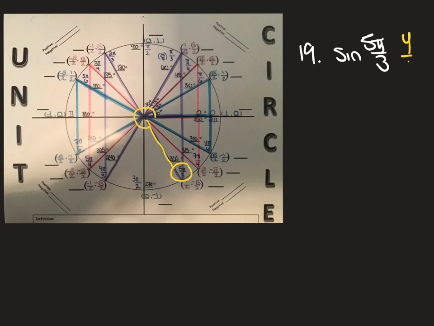Sine is my y over my r. So I'm going to take the y part of the ordered pair. So I'm going to have negative root 3 over 2 all over 1, because my radius is 1. So my answer is just negative root 3 over 2.